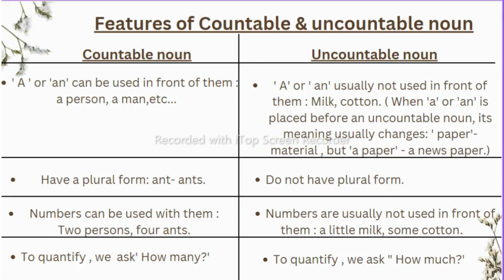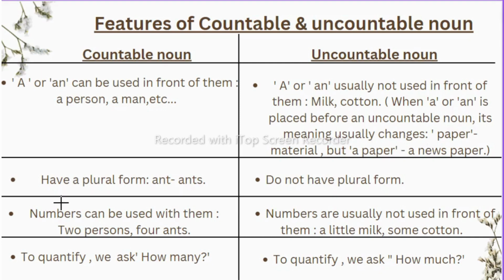Now let us see the features of countable and uncountable nouns. With a countable noun, a or an can be used in front of them, like a person, a man, etc. With an uncountable noun, a or an is usually not used in front of them, like milk, cotton. When a or an is placed before an uncountable noun, its meaning usually changes, like paper, which is a material, but if we add an article to it, like a paper, it becomes a newspaper.